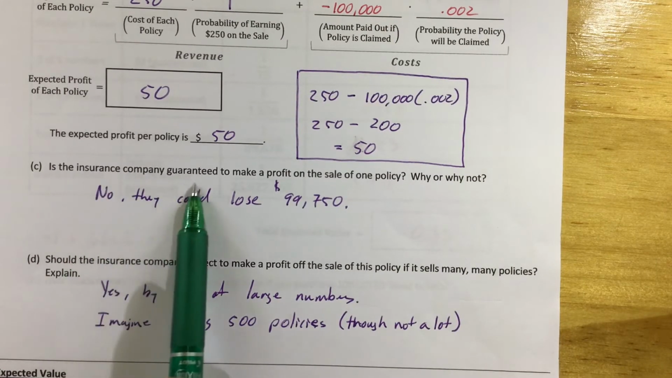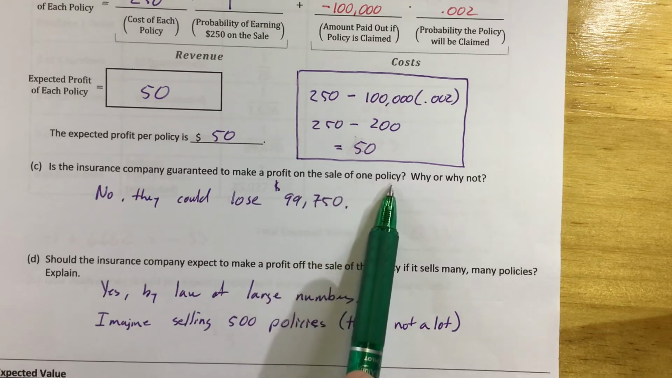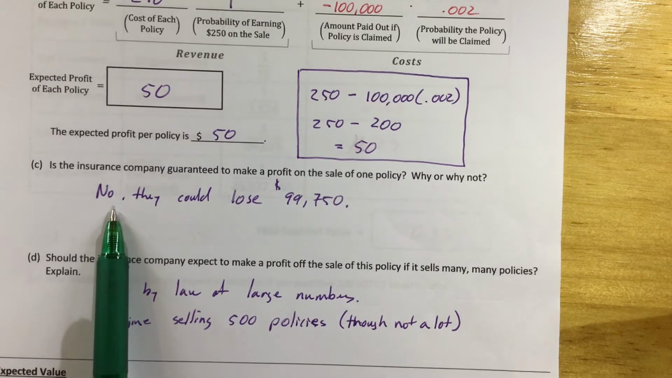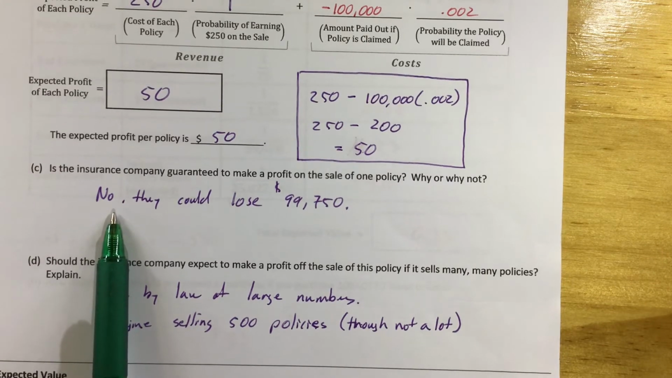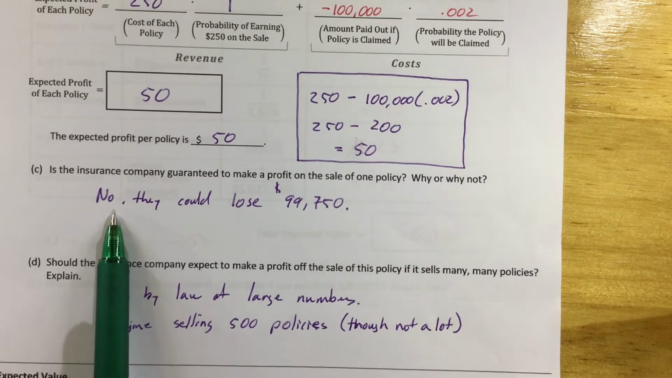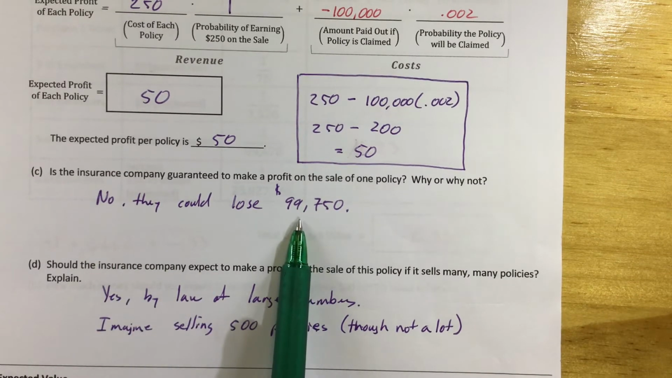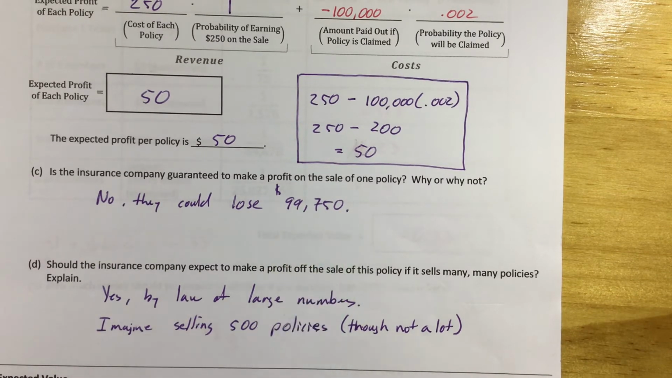Okay, so question C here says, is the insurance company guaranteed to make a profit on a sale of one policy? Absolutely not, right? Most likely, the odds are in their favor that they're going to keep the $250. But if that one person is the one who makes that claim, they're going to lose $99,750. They're going to lose a lot on there.